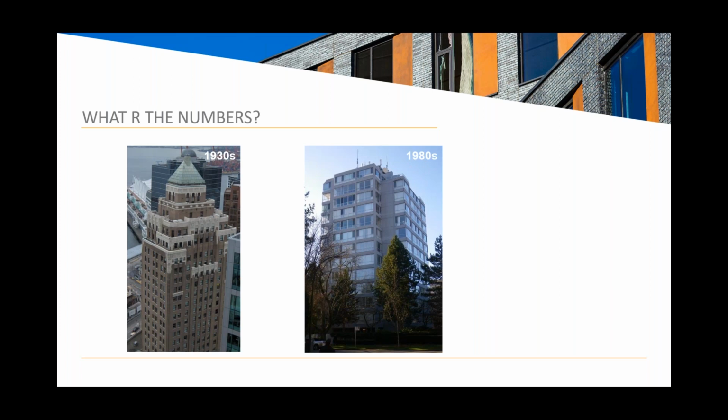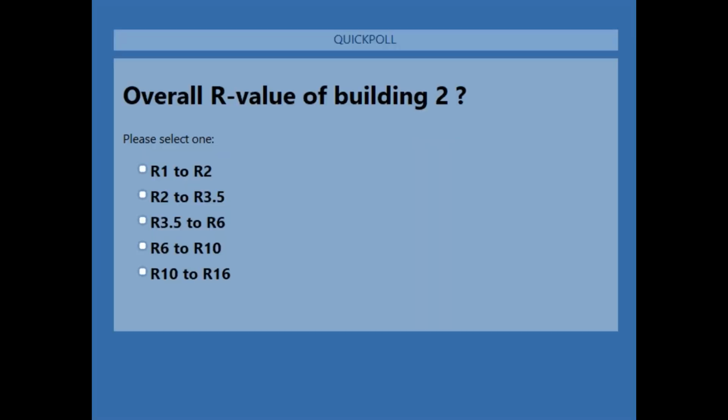35-year-old building. So considering those exterior assemblies, concrete, steel frame with insulation, and non-thermally broken aluminum windows, what is your guess on the R value for building number 2? So we'll launch that poll now.